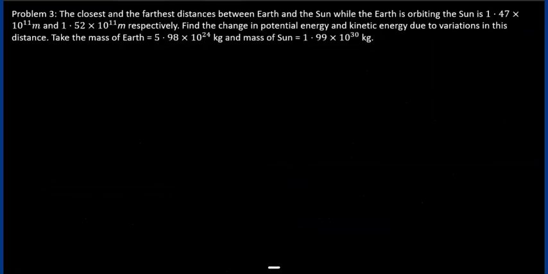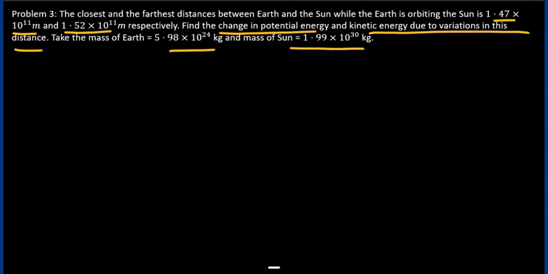Problem 3. The closest and the furthest distance between Earth and Sun while the Earth is orbiting the Sun is 1.47 times 10 to the power 11 meters and 1.52 times 10 to the power 11 meters respectively. Find the change in potential energy and the change in kinetic energy due to the variations in this distance. Now take mass of Earth to be 5.98 times 10 to the power 24 kg and mass of Sun to be 1.99 times 10 to the power 30 kg respectively. Let us compute the magnitude of the change in potential energy and the magnitude of the change in kinetic energy.